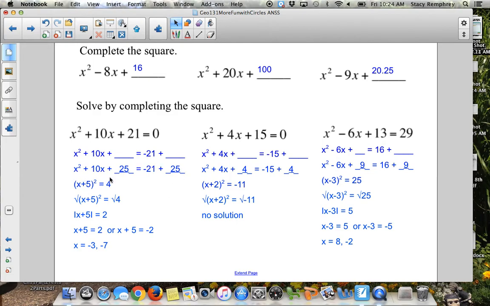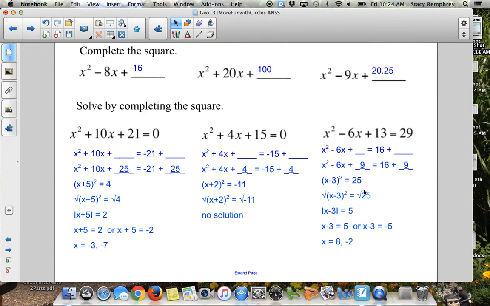I then factored this left side. That turns into x plus 5 quantity squared, and this is 4. Now, because that's squared, I'm going to square root both sides. Once you square root, this goes into absolute value, and then you solve the absolute value equation. You get two answers, -3 and -7.